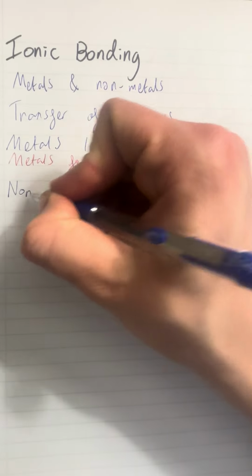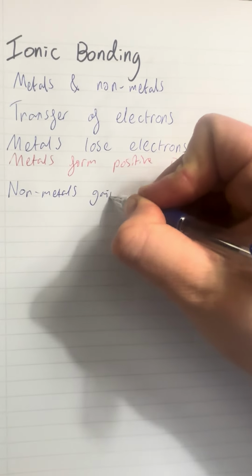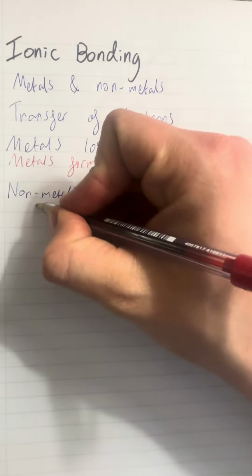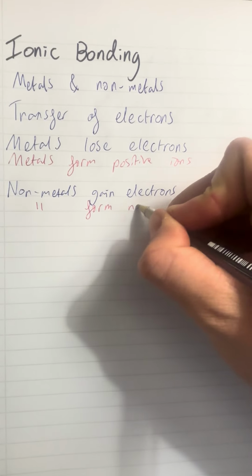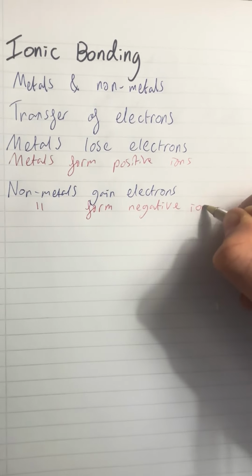Non-metals gain electrons. Another way of saying that is that non-metals form negative ions.